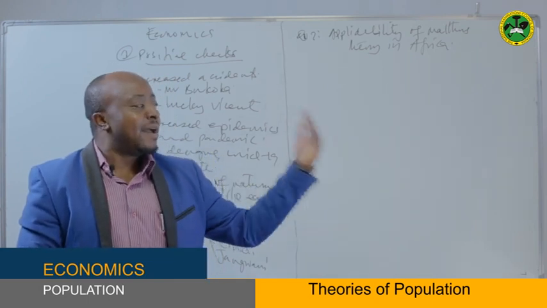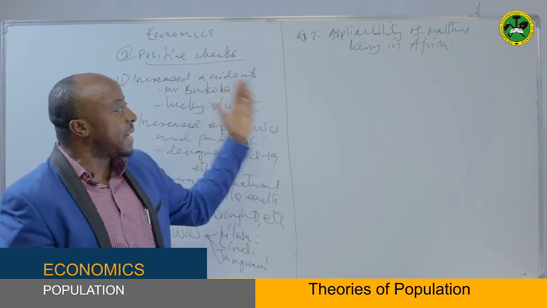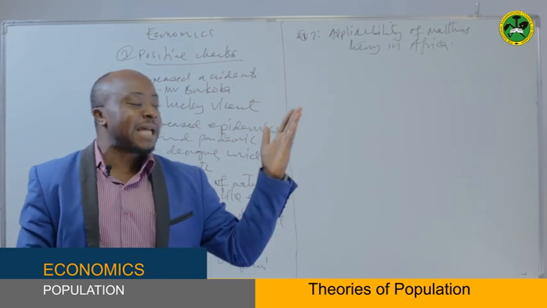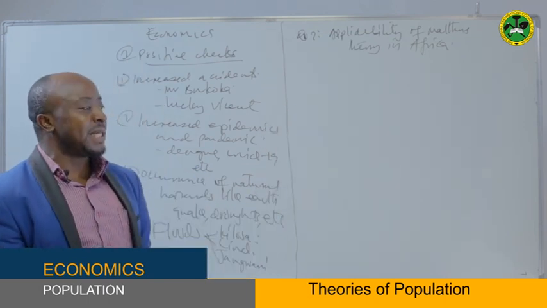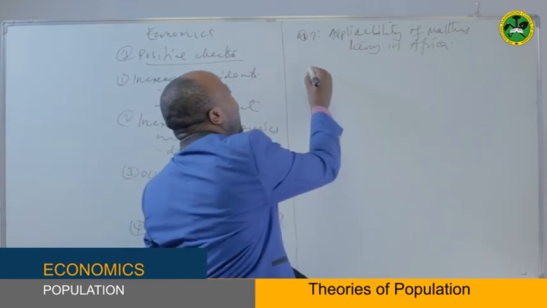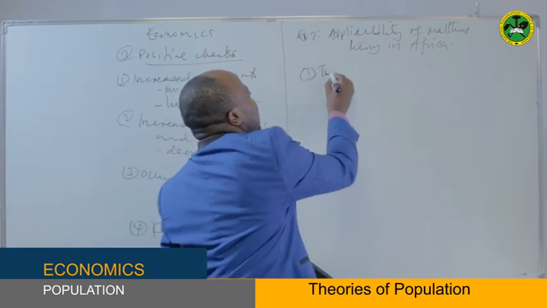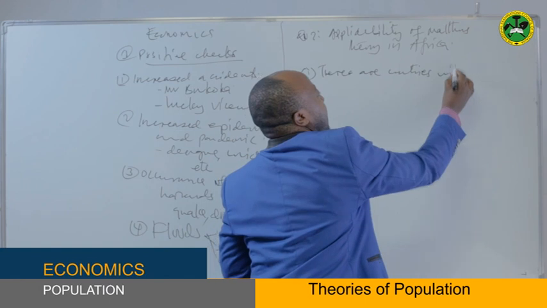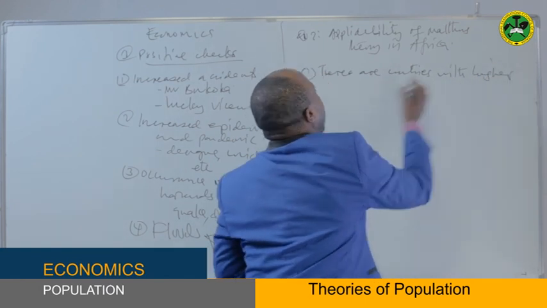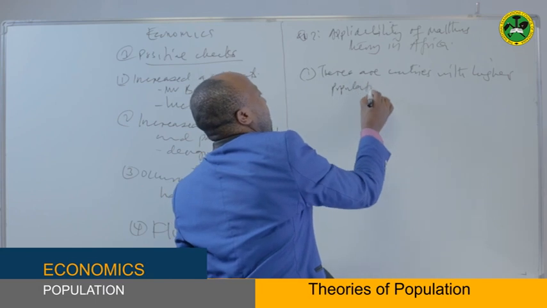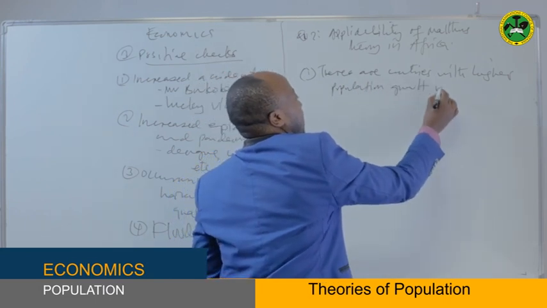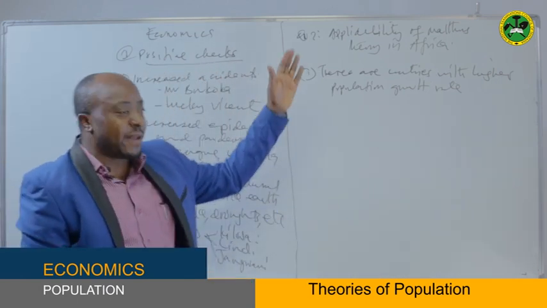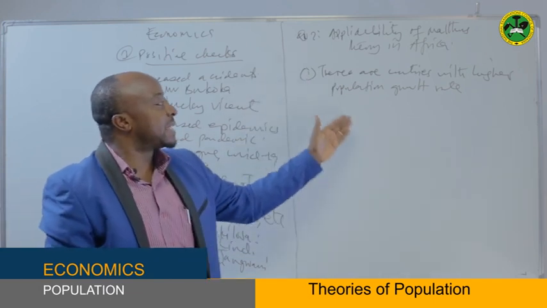So we want to prove that Malthus population theory is very applicable in Africa, because you can point to some events or some areas where the theory is applicable. Now, the applicability of Malthus population theory in Africa includes the following. Number one, there are countries with higher population growth rate. That is the first applicability. It means there are countries in Africa which have higher population growth rate.